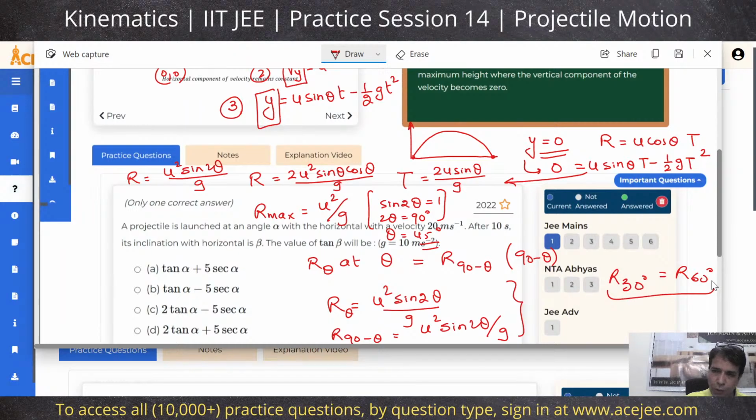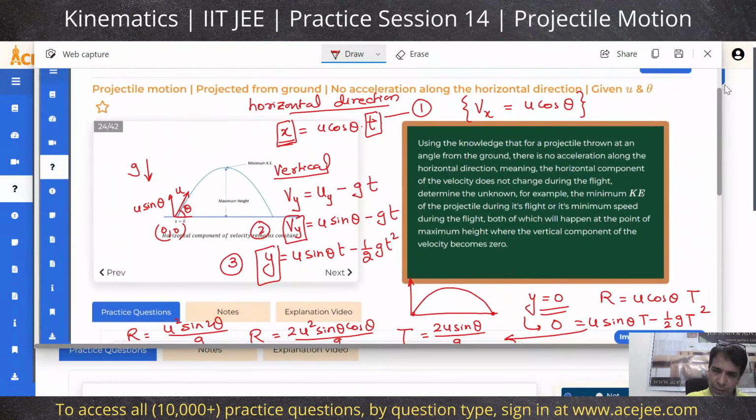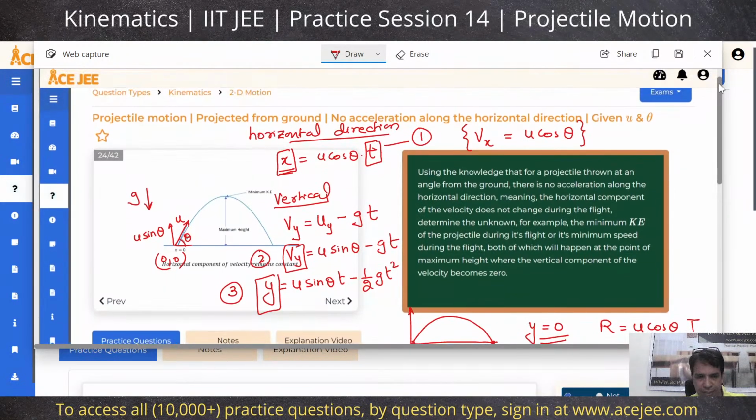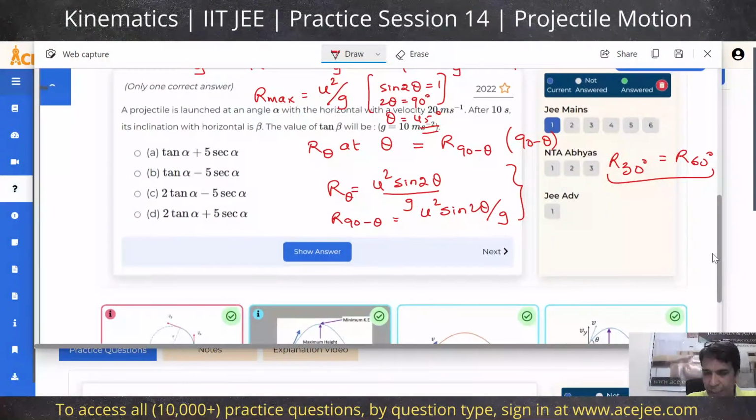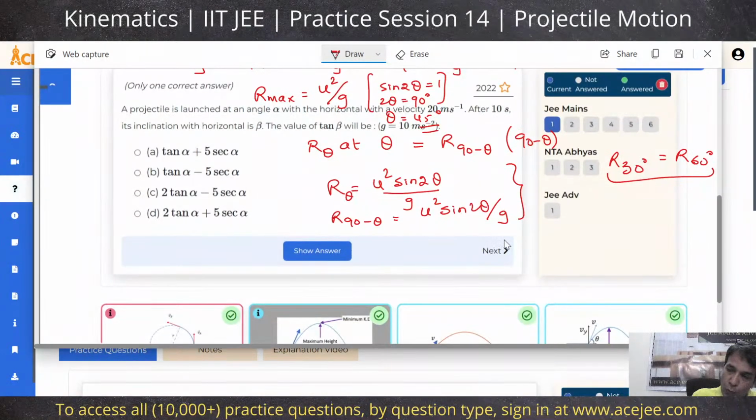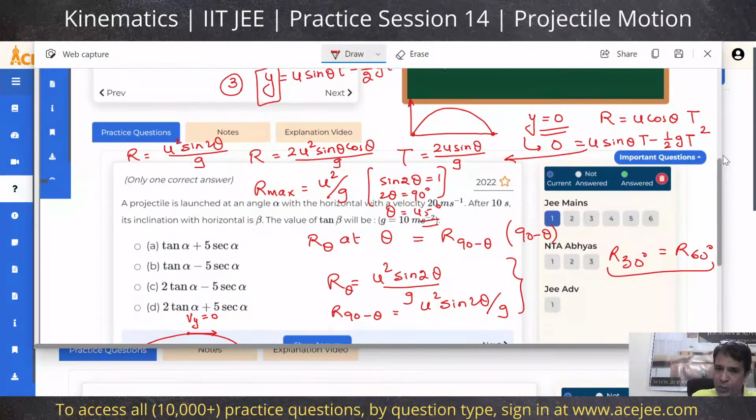What else? Let's talk about the maximum height first. What will we do for maximum height? We know that when the particle reaches the maximum height, its vertical component of the velocity becomes 0. So that means Vy at that point is 0. Let's go back to our equations. So we'll engage equation number 2.